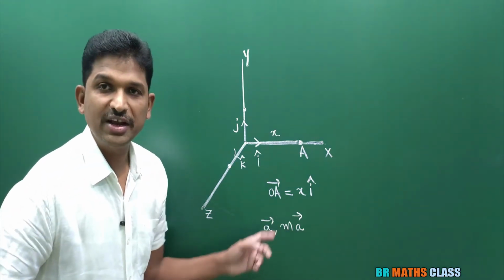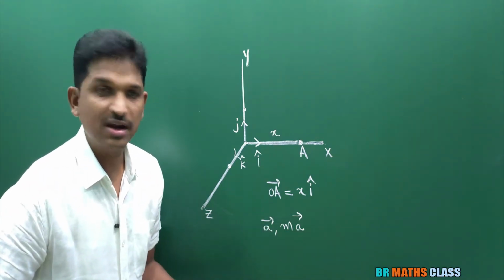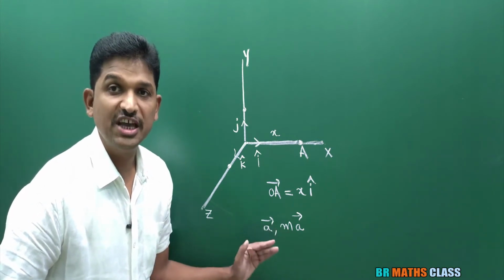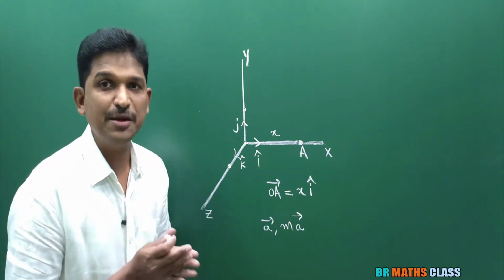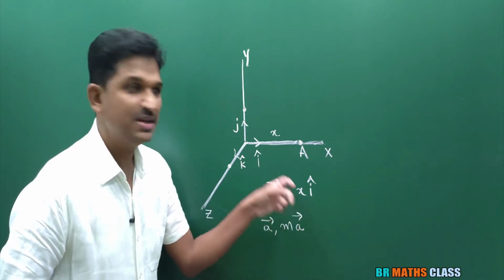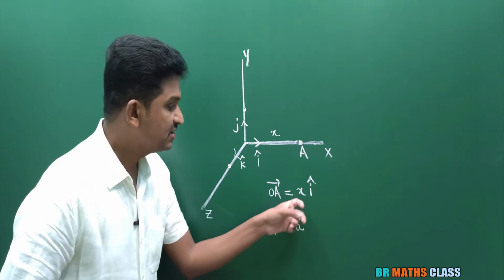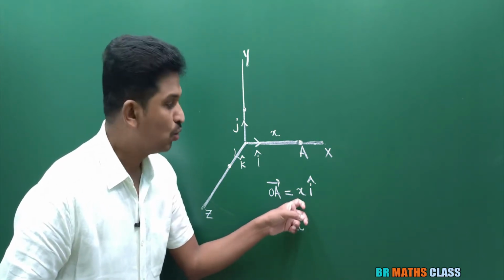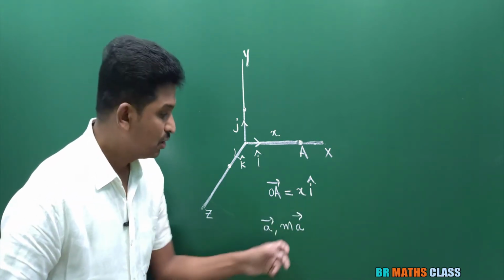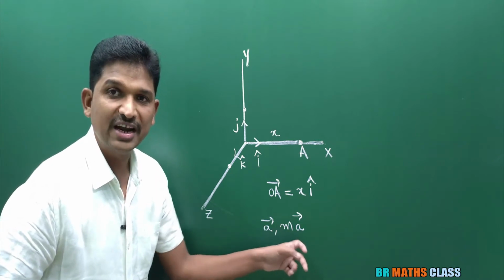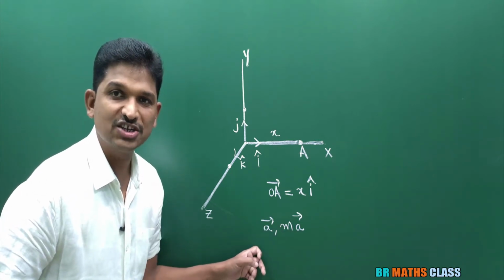You know about the vectors a bar and m a bar. When m is positive, a bar and m a bar will have the same direction. Here x means the distance OA. x is clearly positive here, so this is like m a bar. What is the direction of m a bar? The direction of m a bar is along the direction of a bar.